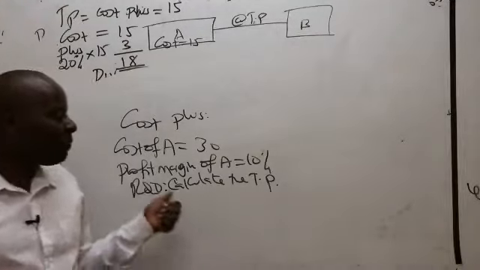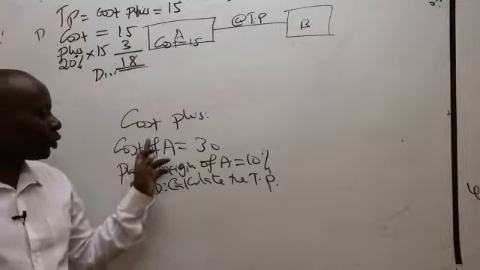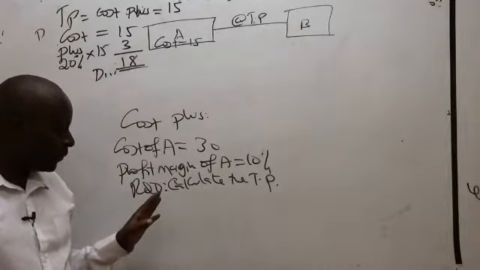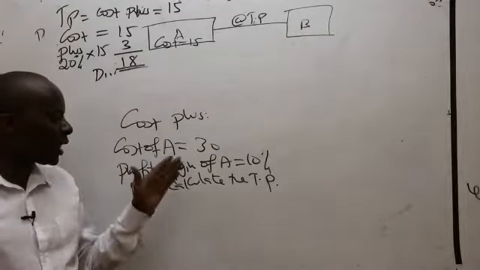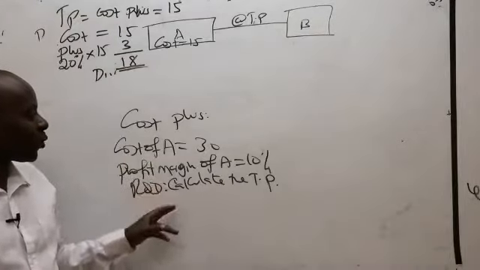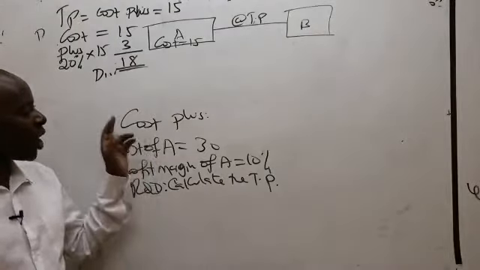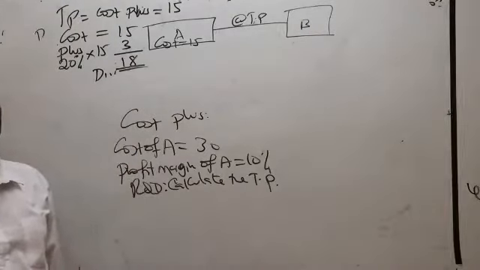Okay, so come back here. They have given us the cost of A very nicely. Then we have the profit margin of A, 10%. And then they want us to calculate the transfer price using cost plus.